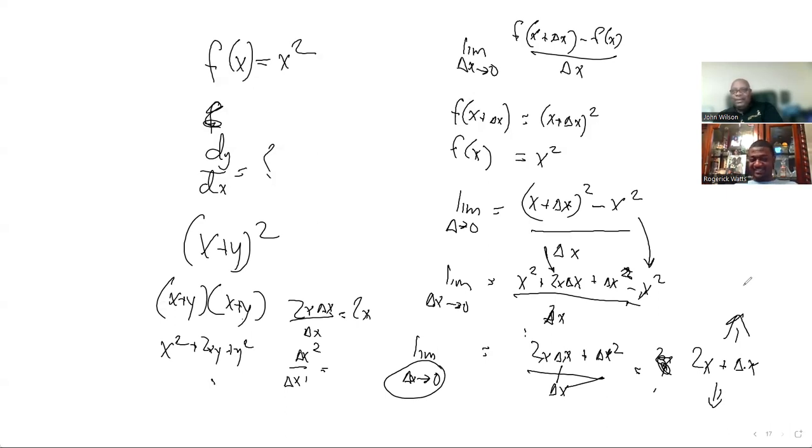Remember how we started the class off with the definition of a limit? See why that was important? So the derivative dy/dx is 2x. One more thing for you to think about: if it was x cubed, you're going to find out it's 3x squared.